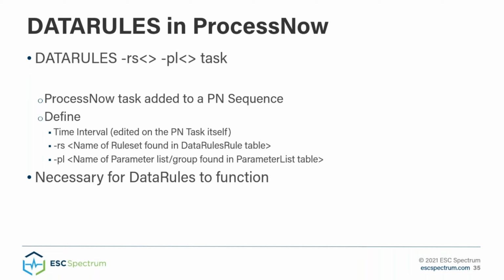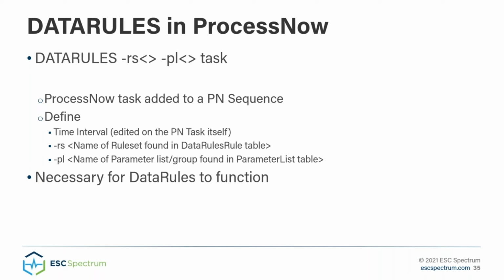This has to be set up in order for data rules to function, at least to its purpose. If you want to use data rules to initiate alarms, you're going to need to have this defined along with the dash R task, the dash R argument, excuse me. And I'll show you what that looks like. But the dash R argument is going to show you the actual StackVision alarm pop up in the active alarms panel. If you don't have that dash R argument at the end of the arguments field, then a StackVision alarm will not come up.